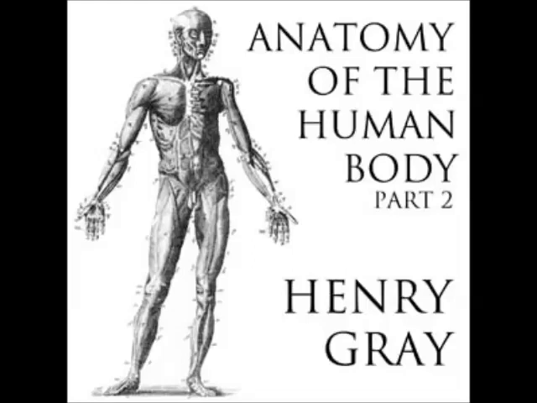Anatomy of the Human Body, Part 2, by Henry Gray. The muscles and fascia of the pelvis. Obturator internus, piriformis, levator ani, coccygeus.